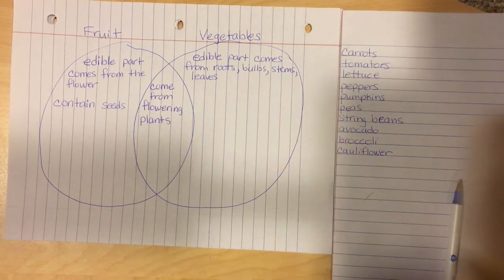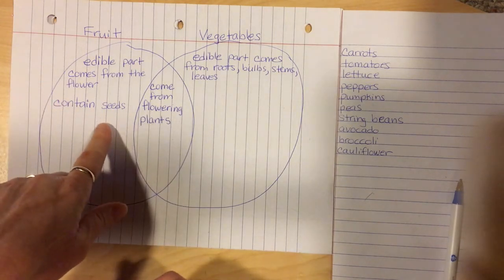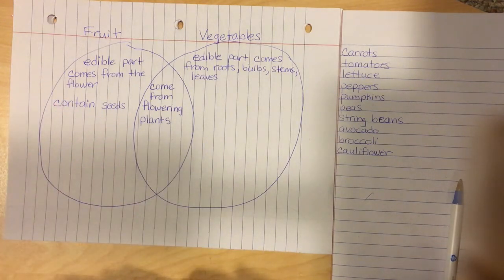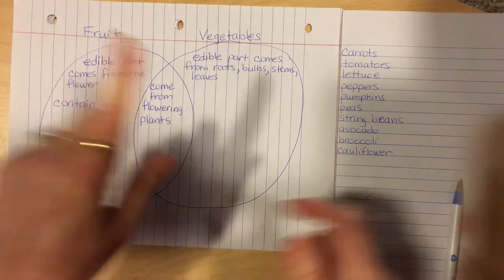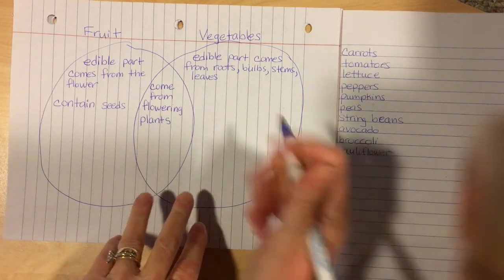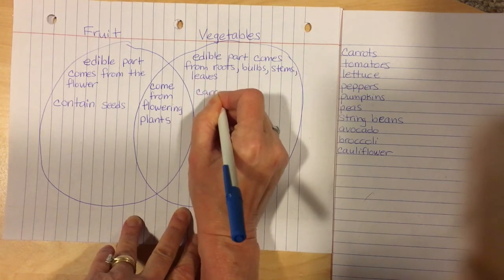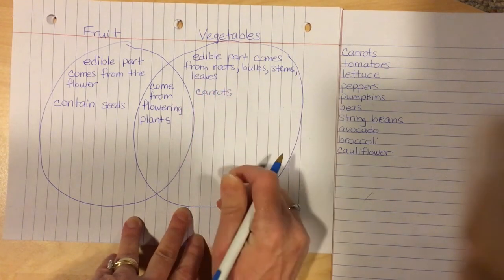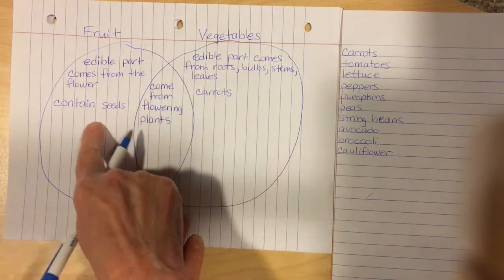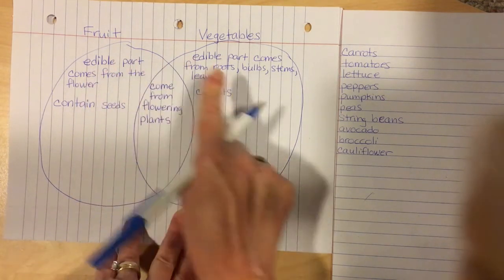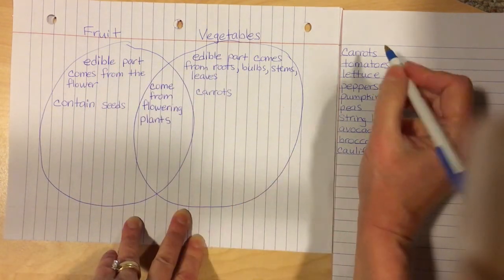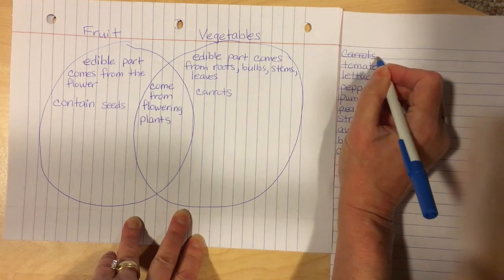Carrots. Well, when I eat carrots, I do not see any seeds inside. Carrots are not a fruit. They are a vegetable. I'm going to put carrots right here. Check your paper. Where did you put carrots? If you put it in fruits, that's okay. Just erase it and put it in the vegetables. Now I'm going to put a line through it because we're done with carrots.